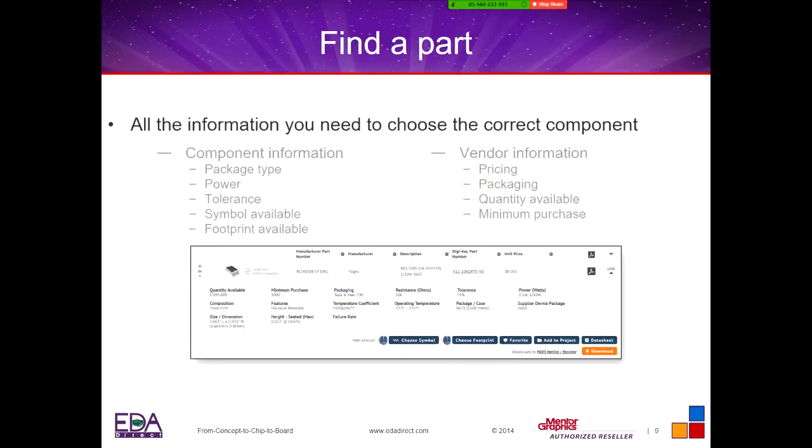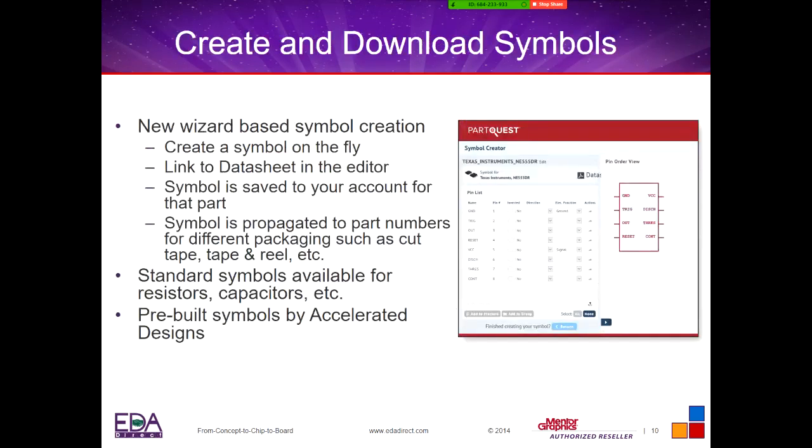And what's nice about that is not only are we going to get the footprints built to the IPC standards, you're also going to get a lot of the properties that are already attached to it. So you have package type, the symbol that's available, pricing, quantities, minimum purchase. So there's going to be a lot of properties that are already associated to this. You'll just have to add on to those properties that you require within your company.